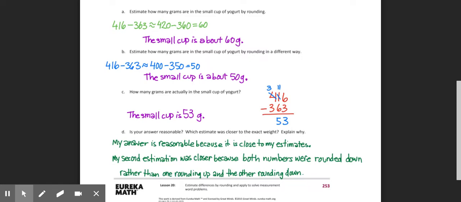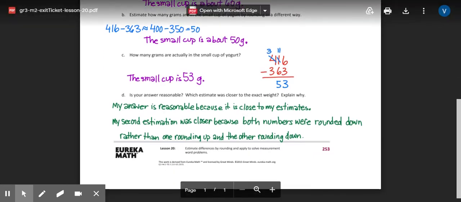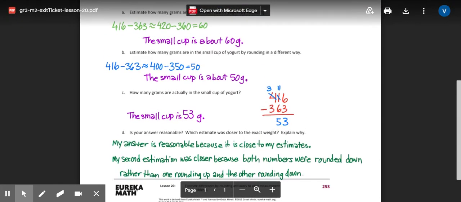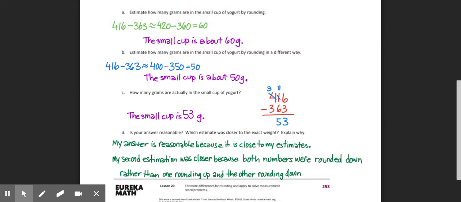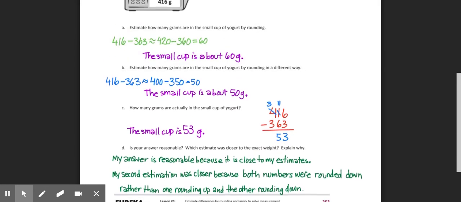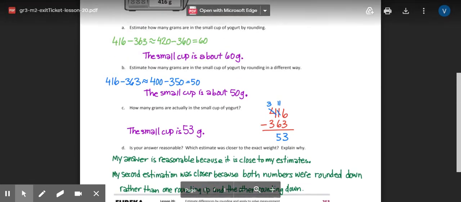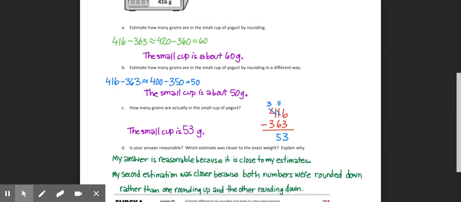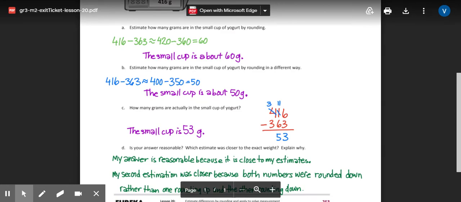Now look at this. This is pretty cool. You know what's going to happen on letter D, and we did this yesterday. If you look, it says, is your answer reasonable? Remember what we said? Could it be 53? Well, if we look at our estimations, it sure could be 53. It is reasonable because it is close to your estimates. Here are your estimates. Your exact answer is close to the estimates of 50 and 60. Even if this is 0 because you said 400 minus 400, it's still close to your estimates.